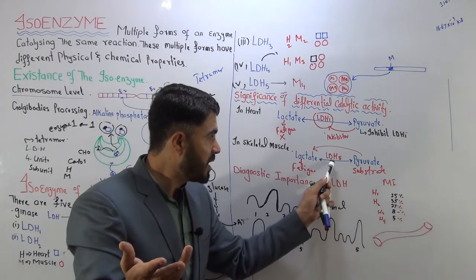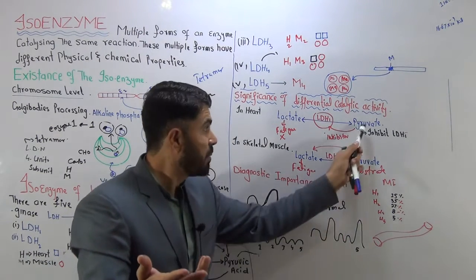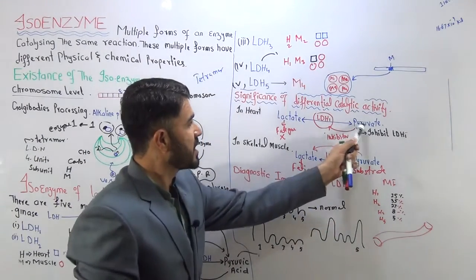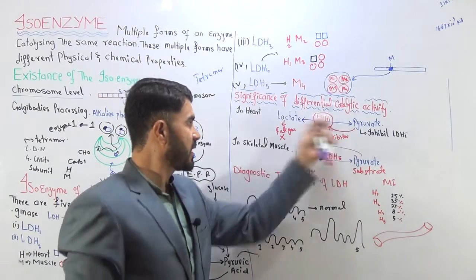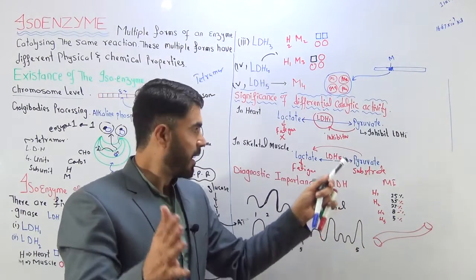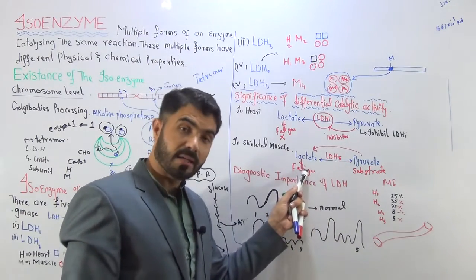Pyruvate can bind with LDH5. Here, pyruvate cannot bind LDH1. So that is why it cannot convert into lactate. But here it is very friendly. Pyruvate is very much a friend of LDH5. Here, the pyruvate is converted into lactate.